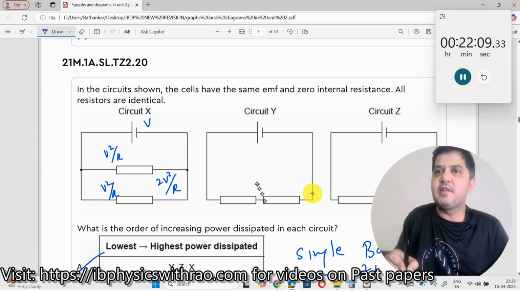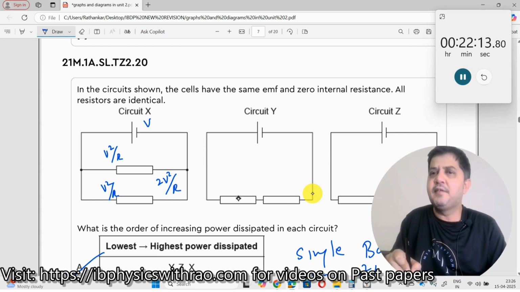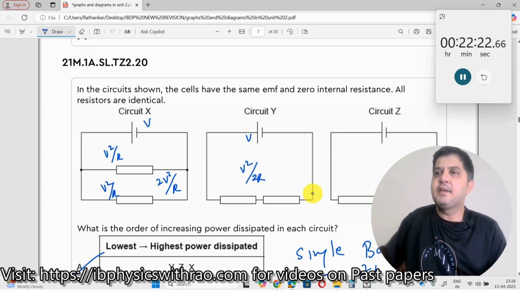Here, what should be the power dissipation? He is asking for the total power dissipation, so don't worry about whether there are 2 resistors or 3 resistors over here. Just calculate the resistance in series and get the answer. So once again, this is V, so it will be V square divided by 2R.